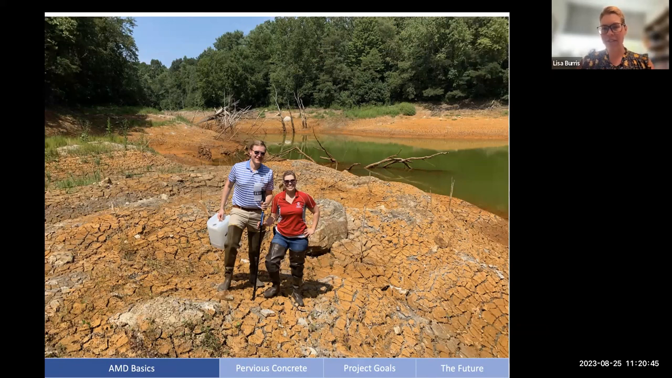That is indicative of the main cause of formation of acid mine drainage, which is iron that has been unearthed and no longer covered by topsoil. And so that interacts with rain and causes the acid mine drainage. More on that later.